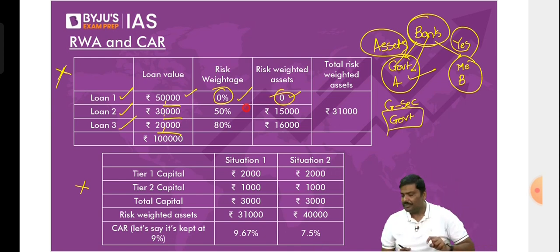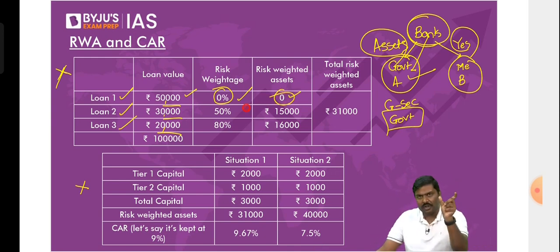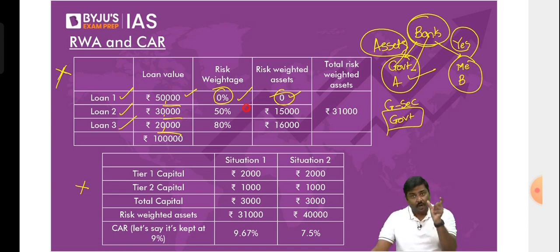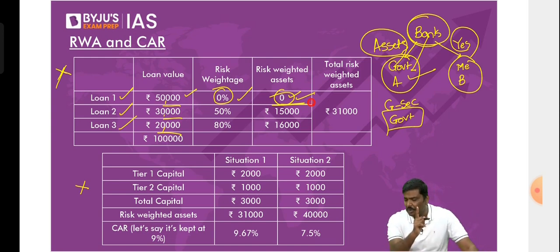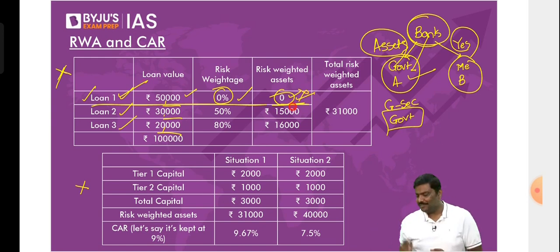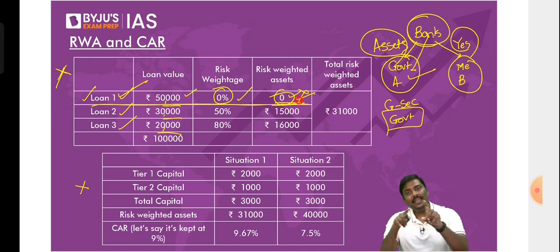Out of the 50,000 loan, if the risk is 0%, how much of your loan is risky? You have given a loan of 50,000 to the government and you're not taking any risk. 0 rupees of the loan is risky. Any doubts in understanding the first calculation? I'm simply saying this loan doesn't carry any risk. Hence 0 rupees is the risk-weighted asset.